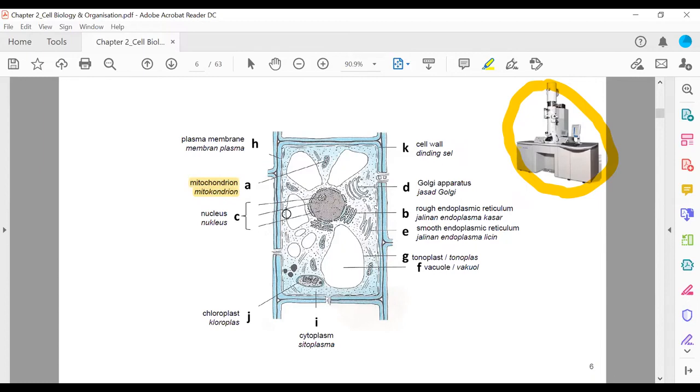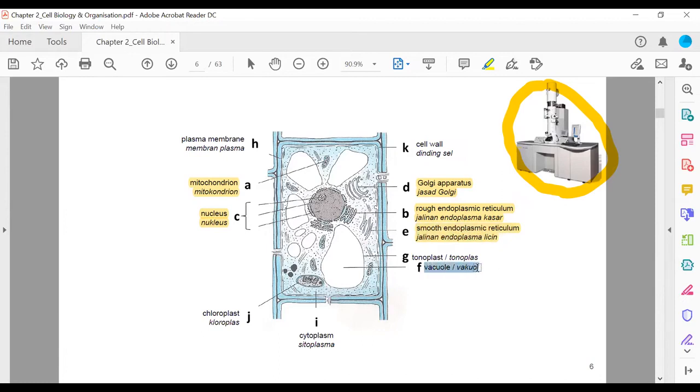Okay, this one. B, rough endoplasmic reticulum, jalinan endoplasma kasar. C, nucleus. D, Golgi apparatus, jasad Golgi, like what we saw just now. E, smooth endoplasmic reticulum, jalinan endoplasma licin.